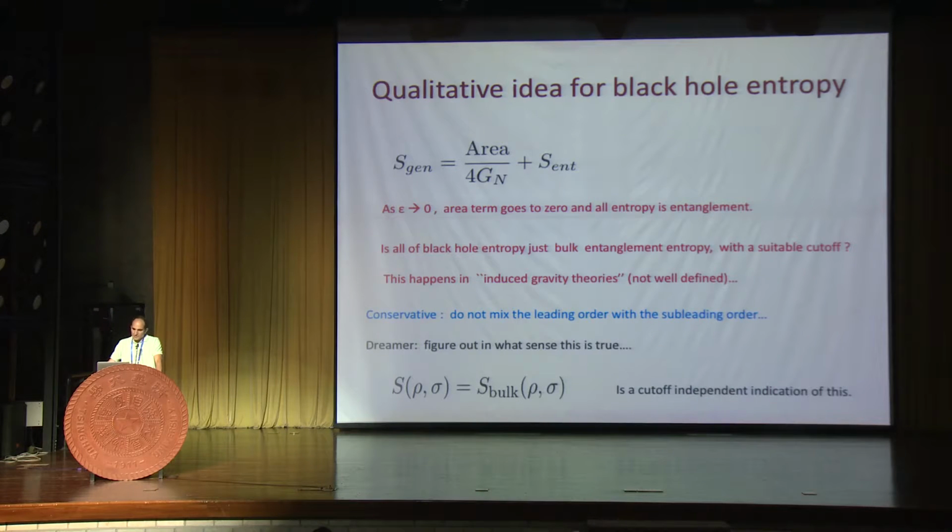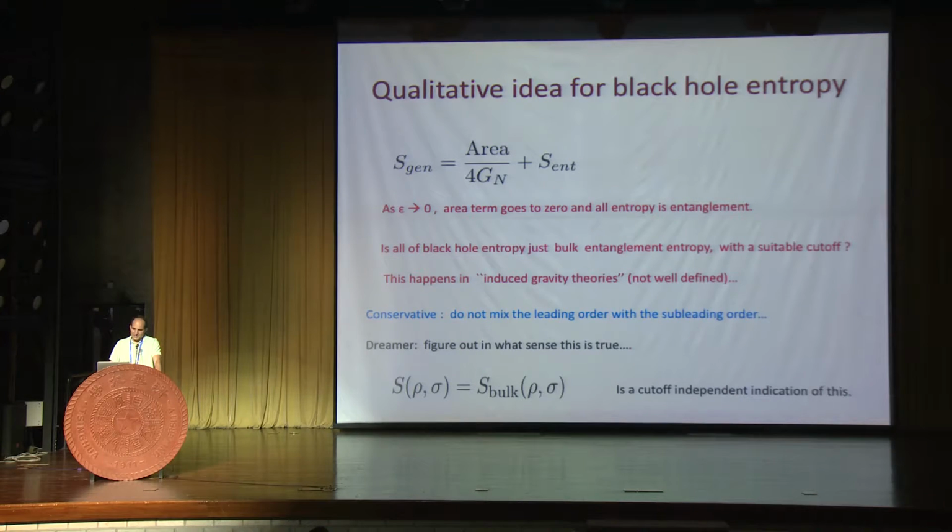So this is a qualitative idea that people have mentioned from time to time, and it's an idea which is at least 20 to 30 years old. You look at the formula for the black hole entropy, and it contains the area term and entanglement entropy, and when the bulk cutoff goes to 0, the entanglement entropy contribution becomes very large, and due to the renormalization of Newton constant, the area term is becoming smaller. And so it is tempting to speculate that perhaps in the limit that the cutoff goes to 0, all of the entropy comes from entanglement, and the area term just disappears.